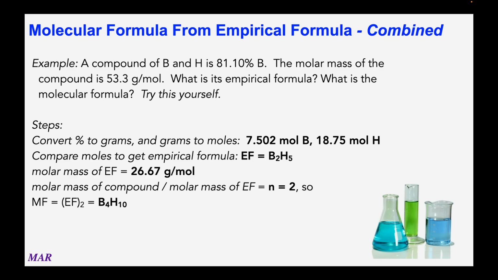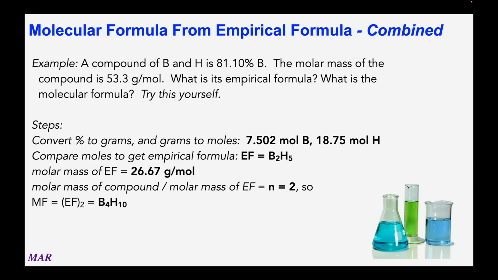You would turn those grams of elements into moles, so 81.10 grams of boron divided by the molar mass of boron gives you 7.502 mole boron. Do the same thing for hydrogen to get 18.75. Now, if you compare those values, you would divide both 7.502 and 18.75 by the smaller number, 7.502. Initially, it looks like you're going to get boron 1 and hydrogen 2.5, but you can't have fractions.